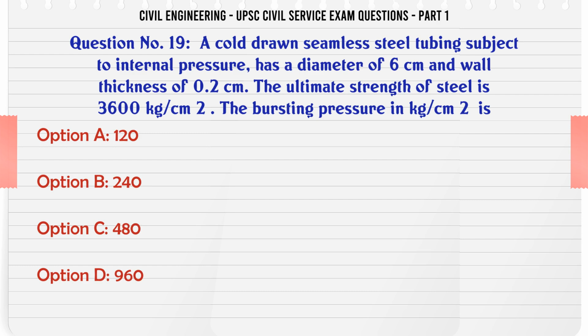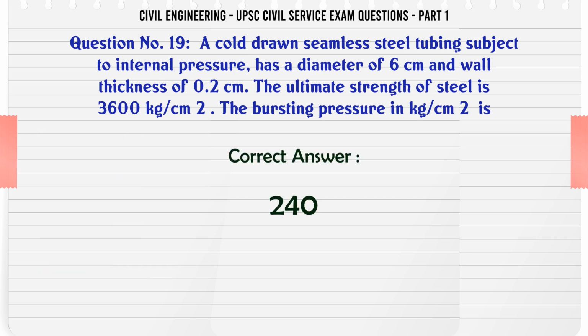A cold-drawn seamless steel tubing subject to internal pressure has a diameter of 6 cm and wall thickness of 0.2 cm. The ultimate strength of steel is 3600 kg per centimeter². The bursting pressure in kg/cm² is A 120, B 240, C 480, D 960. The correct answer is 240.